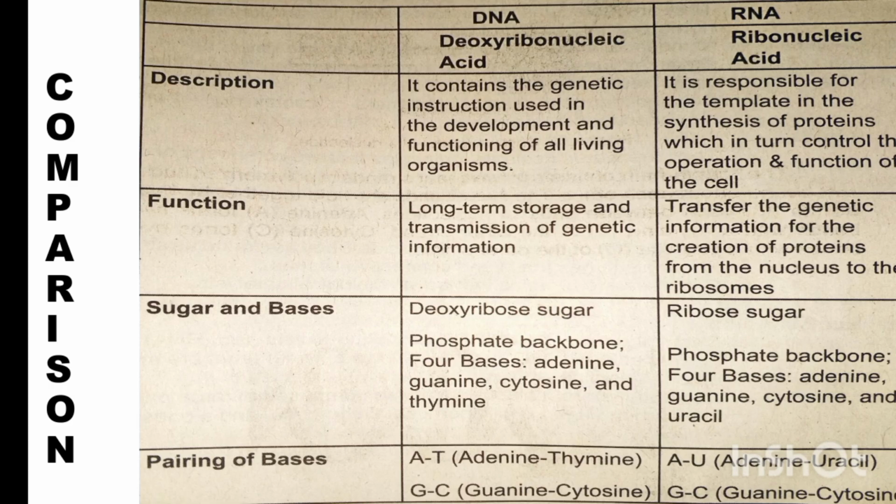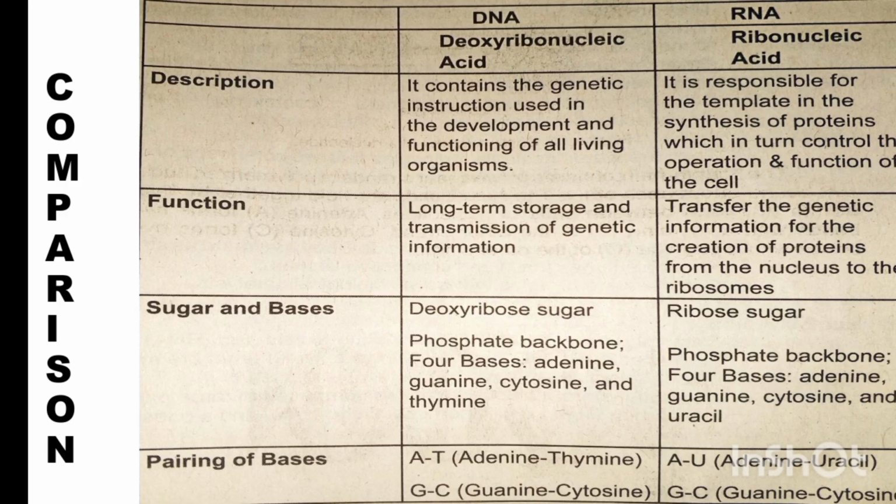The sugar and bases of DNA. The sugar of DNA is deoxyribose sugar, with a phosphate backbone and four bases: adenine, guanine, cytosine, and thymine, while RNA uses ribose sugar. Then the bases: phosphate backbone. It has four bases: adenine, guanine, cytosine, and uracil.